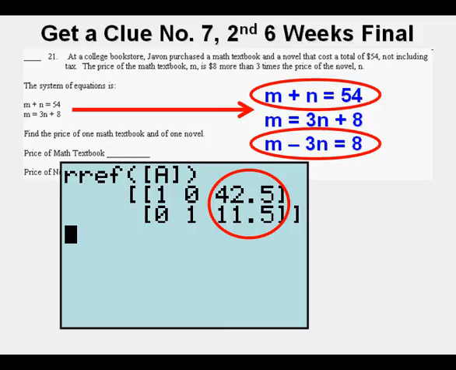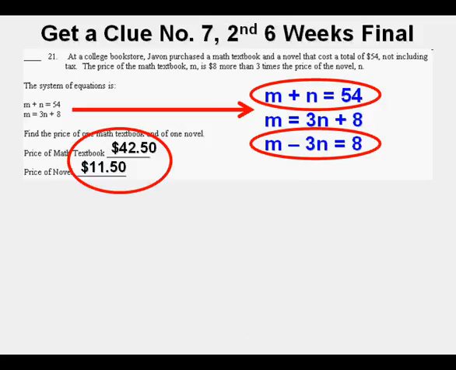On the right side of the reduced row echelon form, we have these numbers. The number on top, 42.5, is the answer for M, $42.50, and the one on the bottom, 11.5 or $11.50, is the answer for N. We write our answers here and finally check them by substituting these numbers back in for M and N in the original equations.